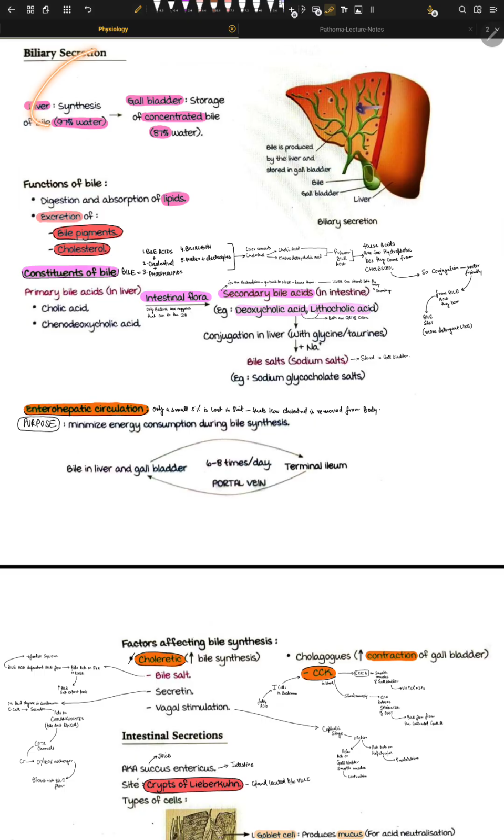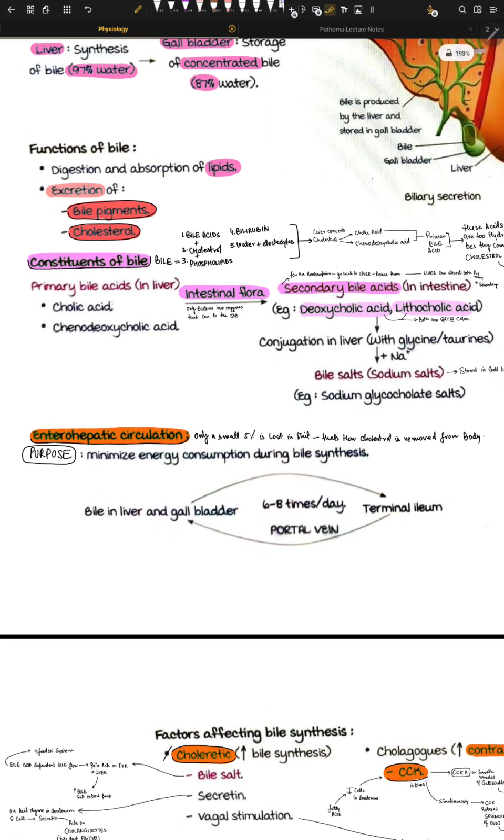So that's the bile. So the function of bile: we have digestion and absorption of lipids. That's one of the main functions. Excretion of bile pigments and cholesterol. Okay, so bile pigments and cholesterol, really important. So the constituents of bile. What is bile really made up of? So bile is made in the liver, right?